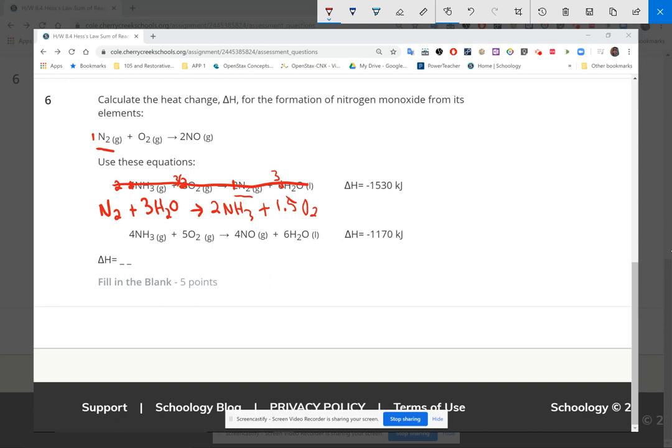Notice with my delta H, not only do I need to change the sign to a positive, but since I divided that whole equation by 2, I need to divide that number by 2 as well. So don't forget to do that.